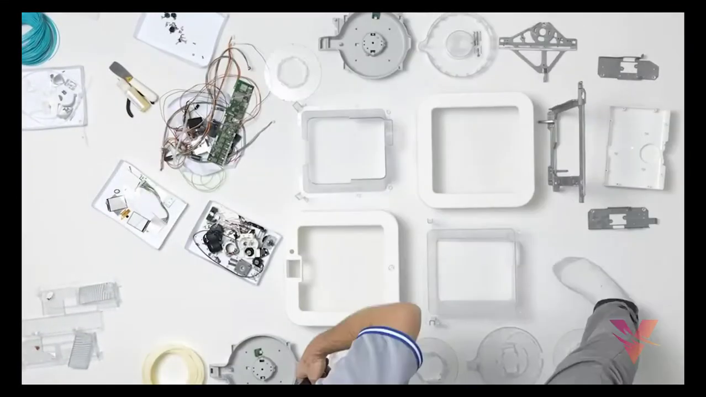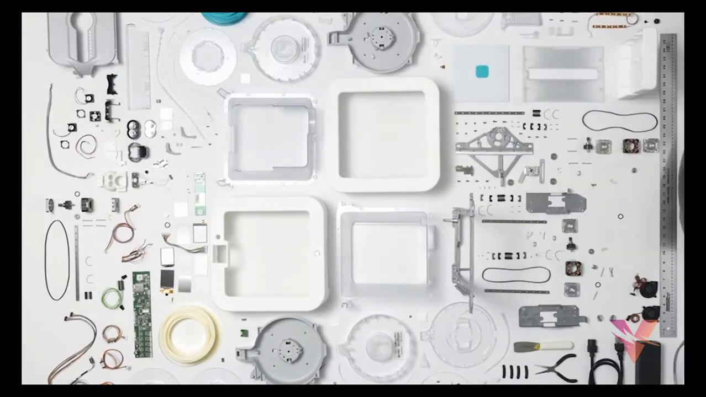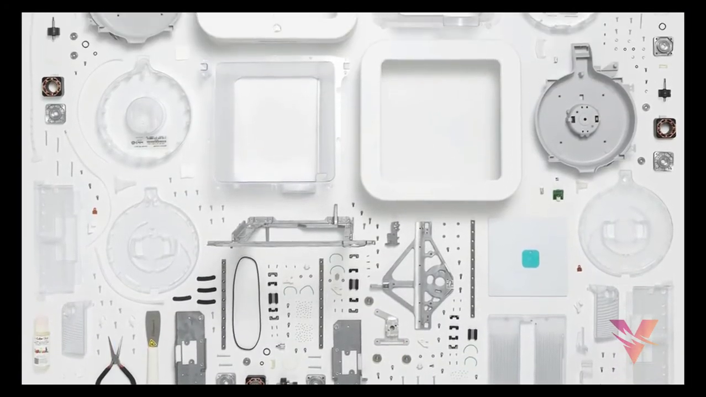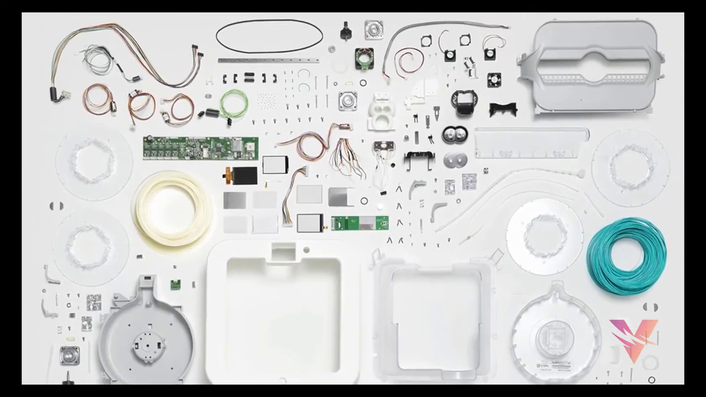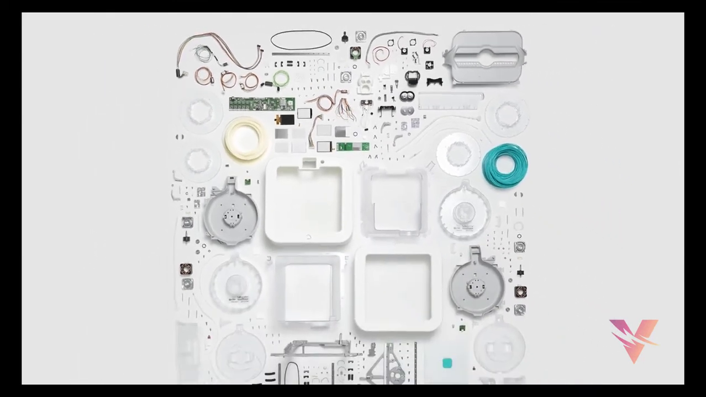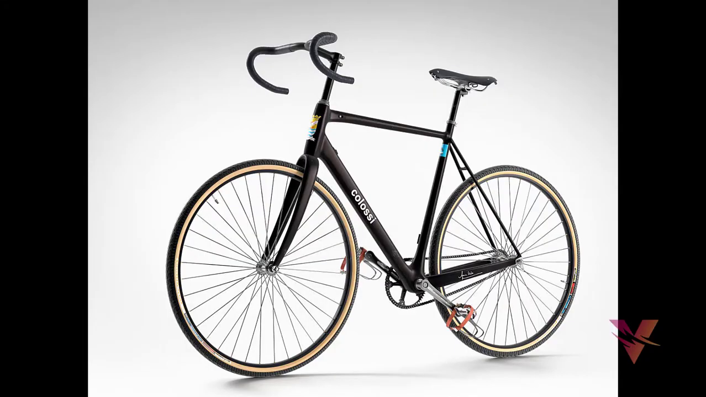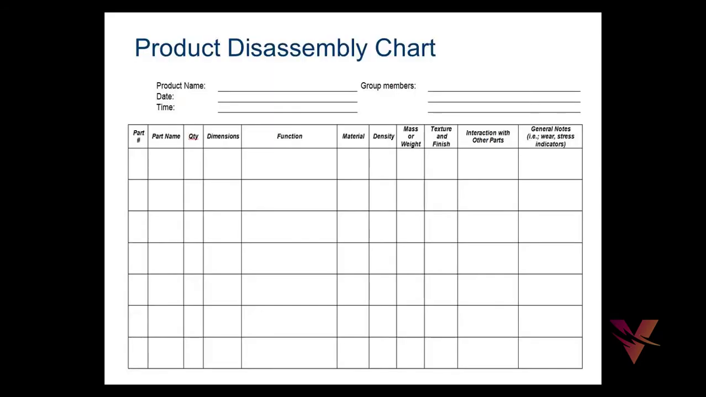Okay, suppose if you go with a bicycle, disassemble the bicycle and go on listing the components here. Part 1, part name is wheel. Quantity, there are two tires. Dimension of the tire you need to measure. Function, why the tires are used in a bicycle, and what is the material, it is rubber. Texture, interaction with other parts, so the wheel is linked to the suspension of the bicycle. So general notes, everything should be documented with the help of this tear down chart.